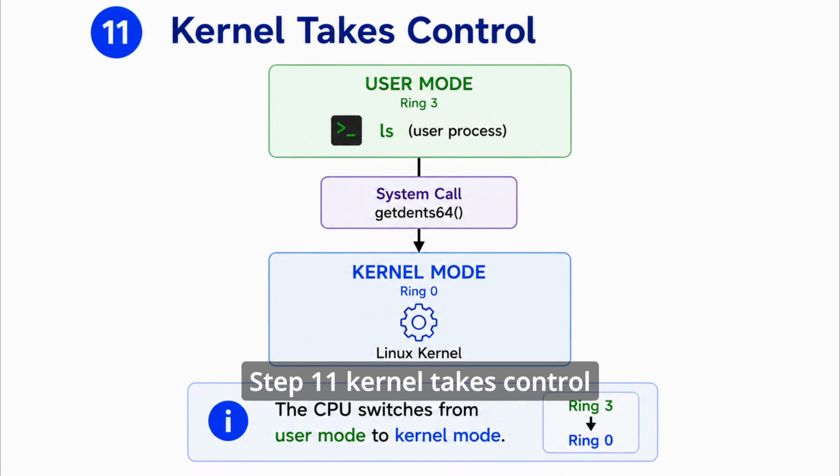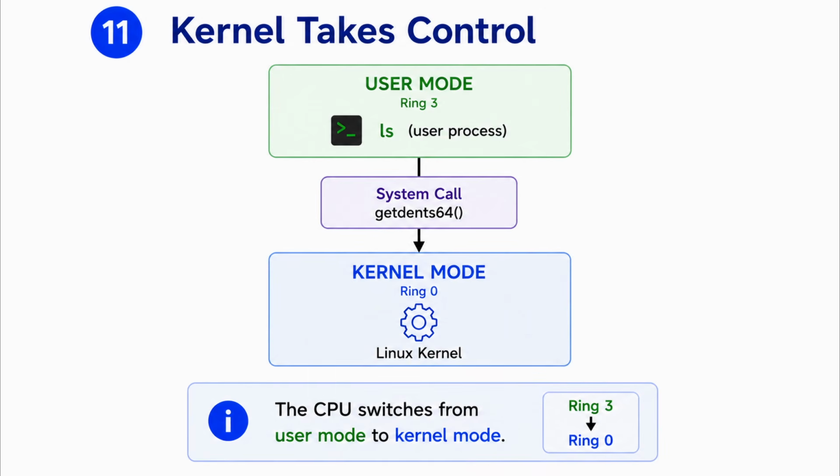Step 11. Kernel takes control. The CPU enters kernel mode. The current user space context is saved.